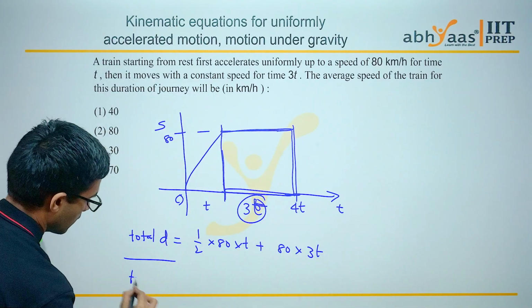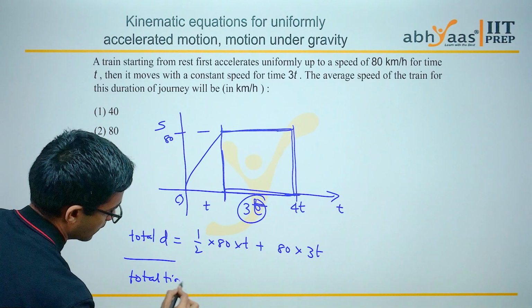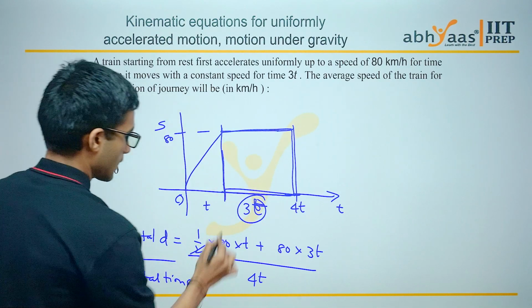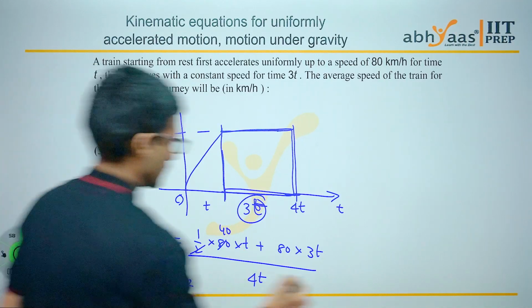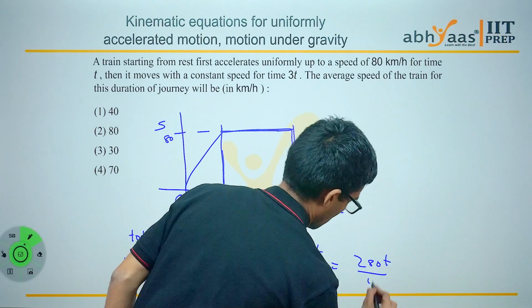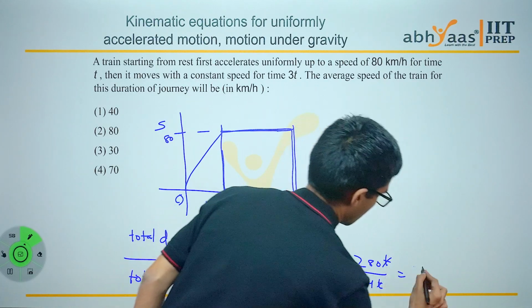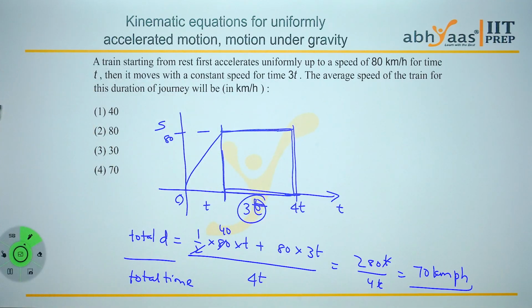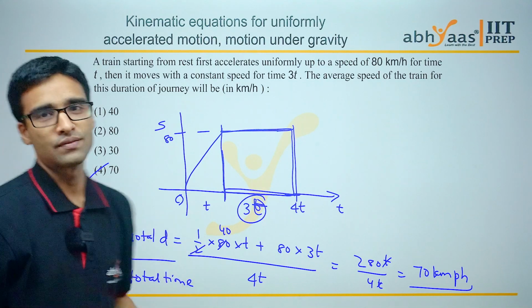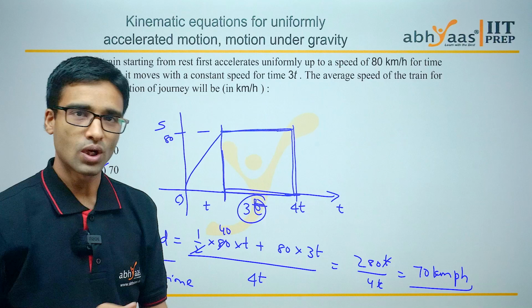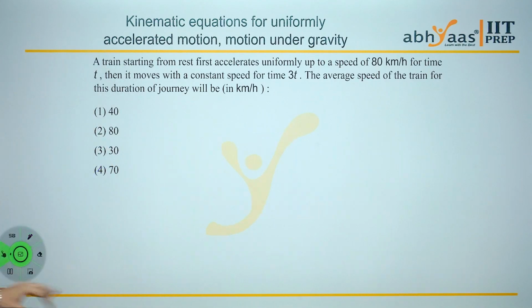Total distance by total time. I am writing directly, you can observe here. Total time is 4t. Now calculate it: 40 into t plus 240 t, that is 280 t by 4t. T gets cancelled. That is 70 kmph. So easily you can calculate this kind of problems without much endeavor. So we use graphs. If you use graphs and know the mathematics, you can easily solve this one. Now going to the next one.